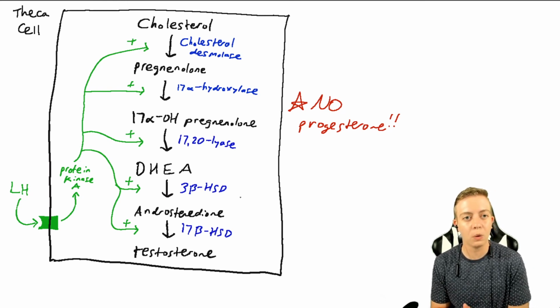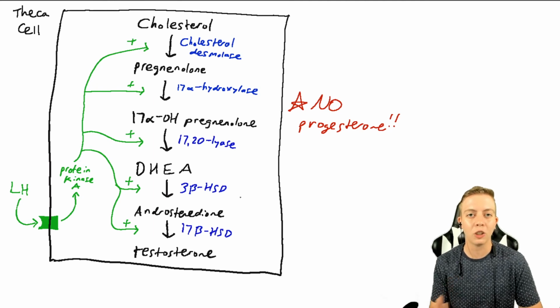And so in the next video, we're going to talk about the granulosa cells, how you produce progesterone and how you produce estrogen, and how this interplay between these two cell types works.